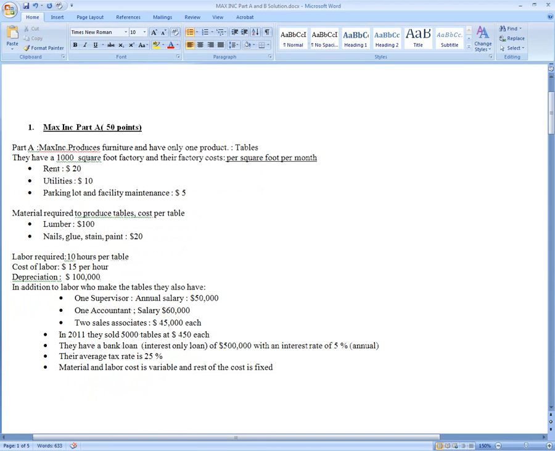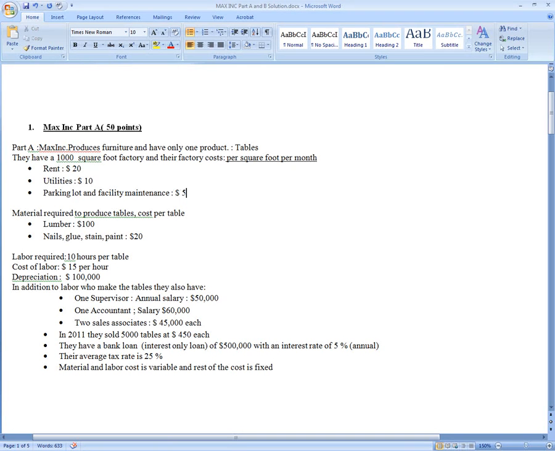produces furniture. They have only one product, tables. They have 1,000 square feet, and they have some cost to operate the factory. The information provided to us was per square foot per month. They're paying $20 rent per month per square foot, utilities $10 per square foot per month, and the parking and facility maintenance was again $5 per square foot per month.